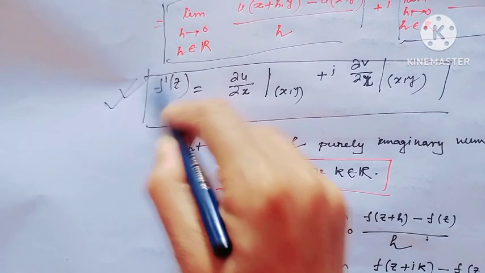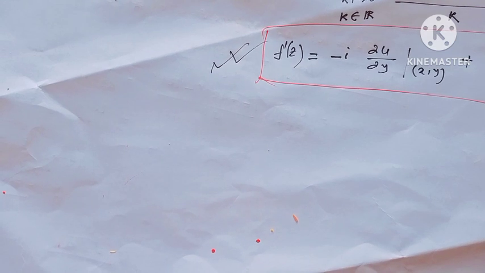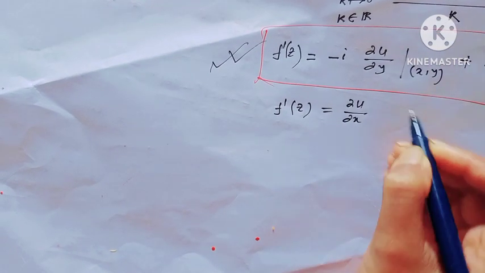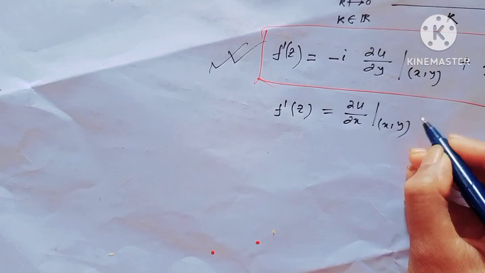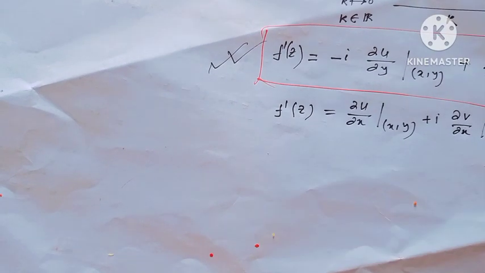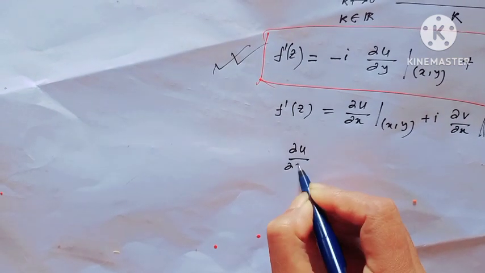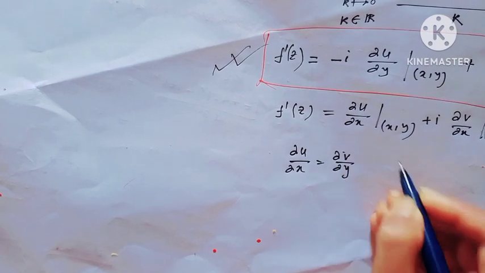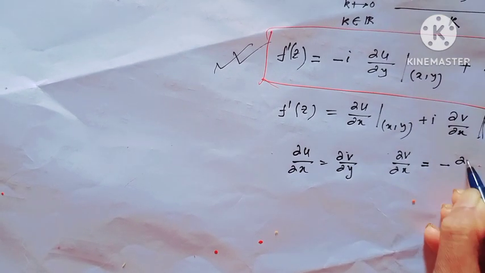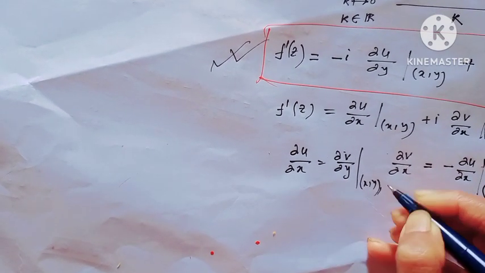So if we consider this part and this part, then since from above we have got f prime z equal to del u del x at the point (x, y) plus i times del v del x at the point (x, y), that implies del u del x equal to del v del y and del v del x equal to minus del u del y, here at the point (x, y), here also at the point (x, y).